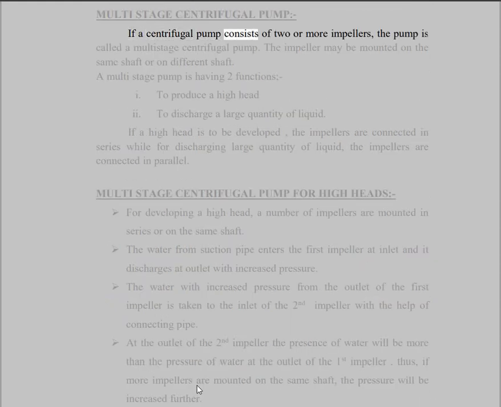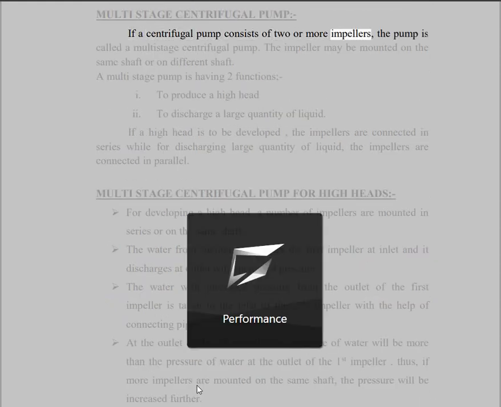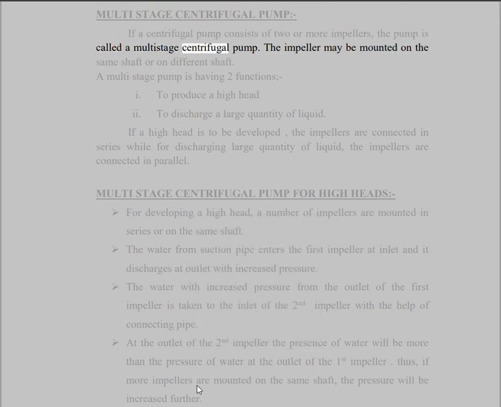If a centrifugal pump consists of 2 or more impellers, the pump is called a multistage centrifugal pump. The impellers may be mounted on the same shaft or on different shafts. A multi-stage pump has two functions: 1. To produce a high head, 2. To discharge a large quantity of liquid. If a high head is to be developed, the impellers are connected in series, while for discharging a large quantity of liquid, the impellers are connected in parallel.